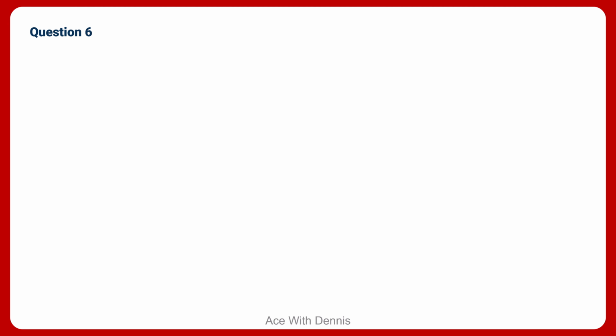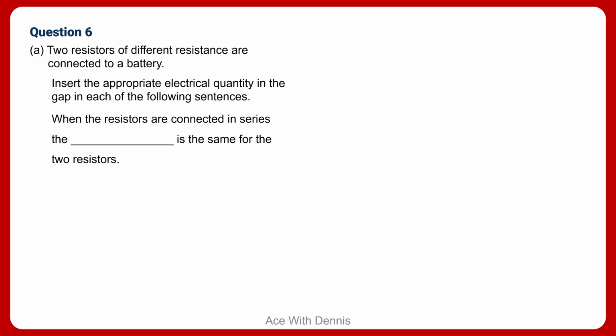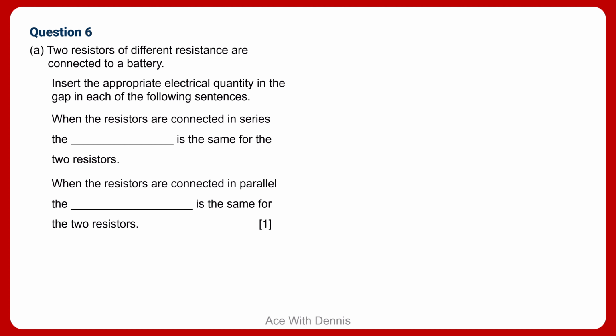Question 6. A. Two resistors of different resistance are connected to a battery. Insert the appropriate electrical quantity in the gap in each of the following sentences. When the resistors are connected in series, the something is the same for the 2 resistors. When the resistors are connected in parallel, the something is the same for the 2 resistors.